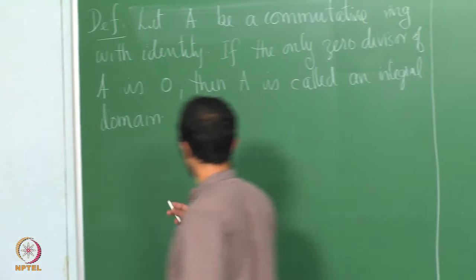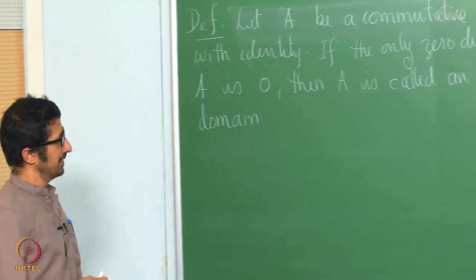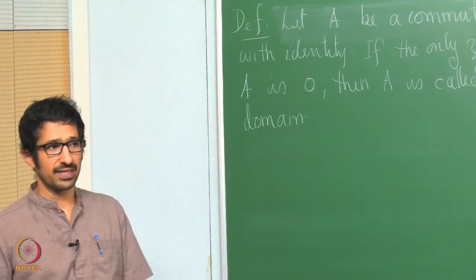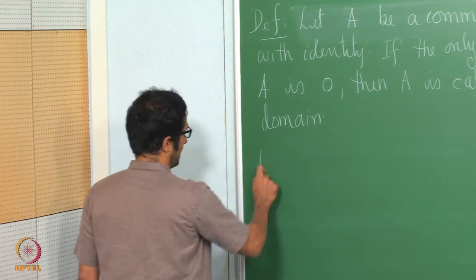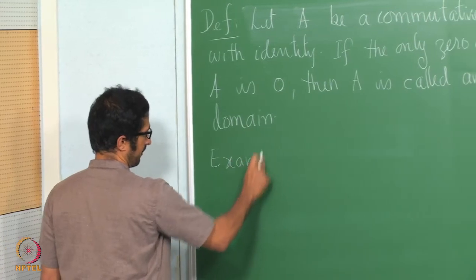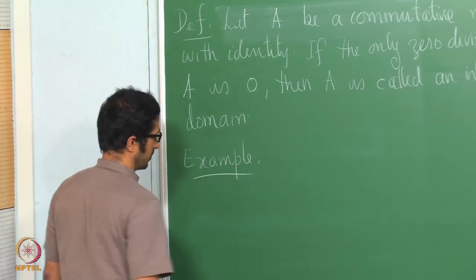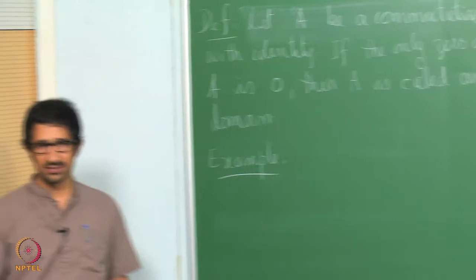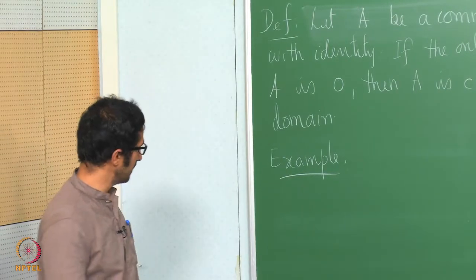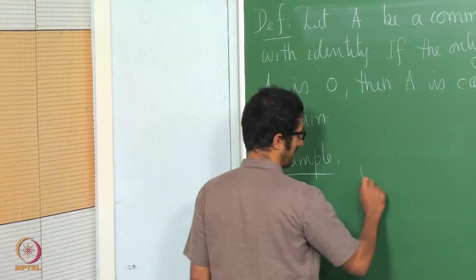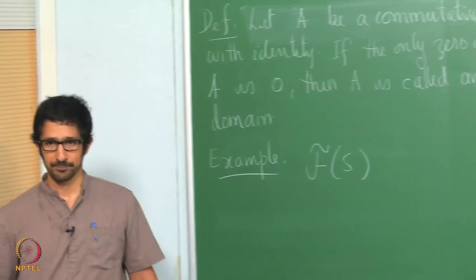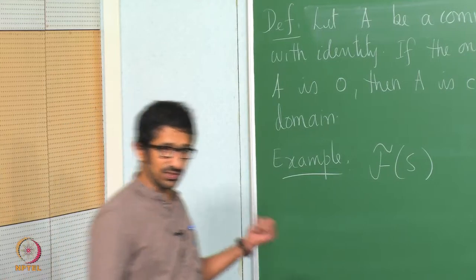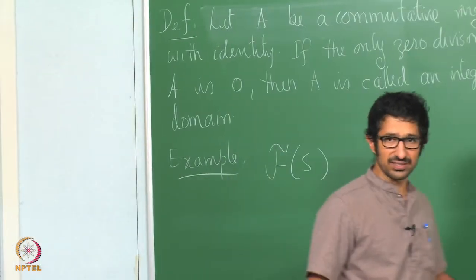Right. So almost all of the examples that we were looking at are integral domains: Q, R, C, Z, all of them. What about this set? Can you say something about this set? Is this an integral domain? Why is it not an integral domain?